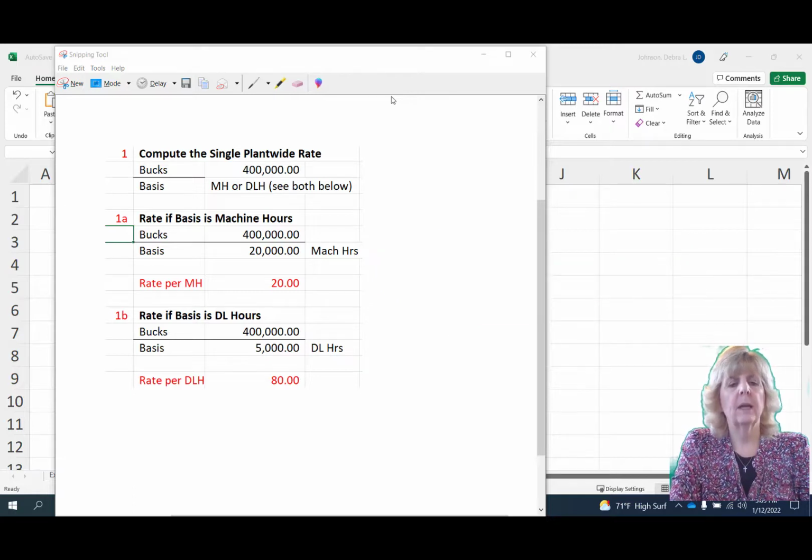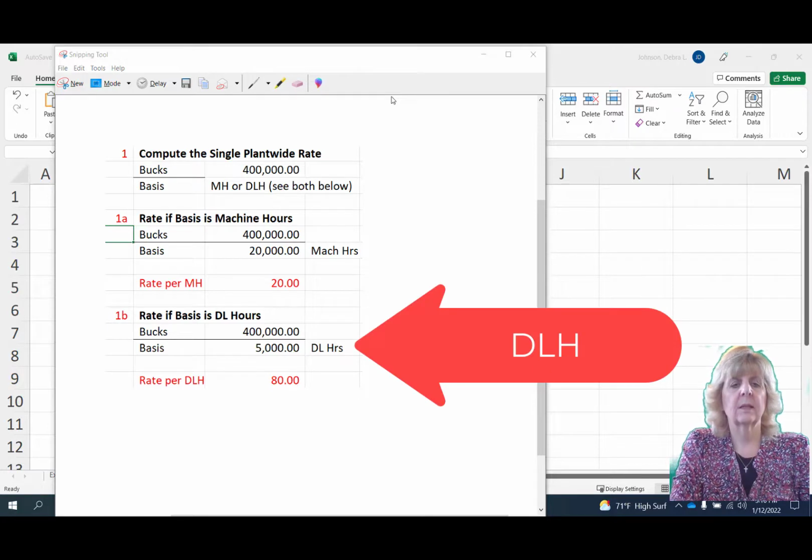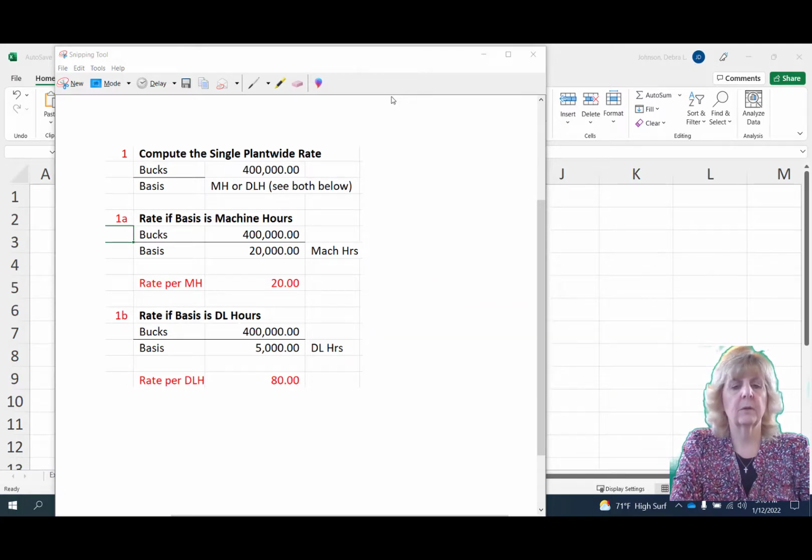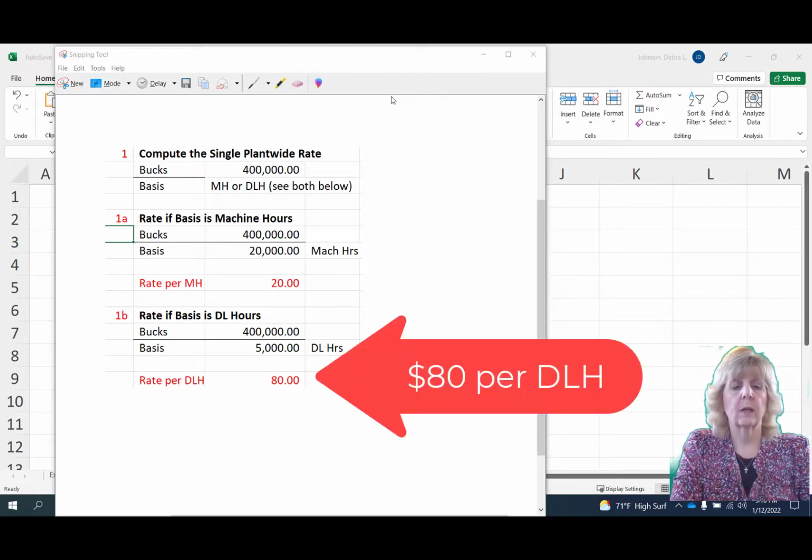Requirement 1B asks us to swap out the bases. In other words, instead of machine hours, what would happen if we use direct labor hours? So the solution to 1B takes the bucks on the top of $400,000 divided by the basis of 5,000 direct labor hours, which was given. And when you compute that rate, the rate per direct labor hour was $80.